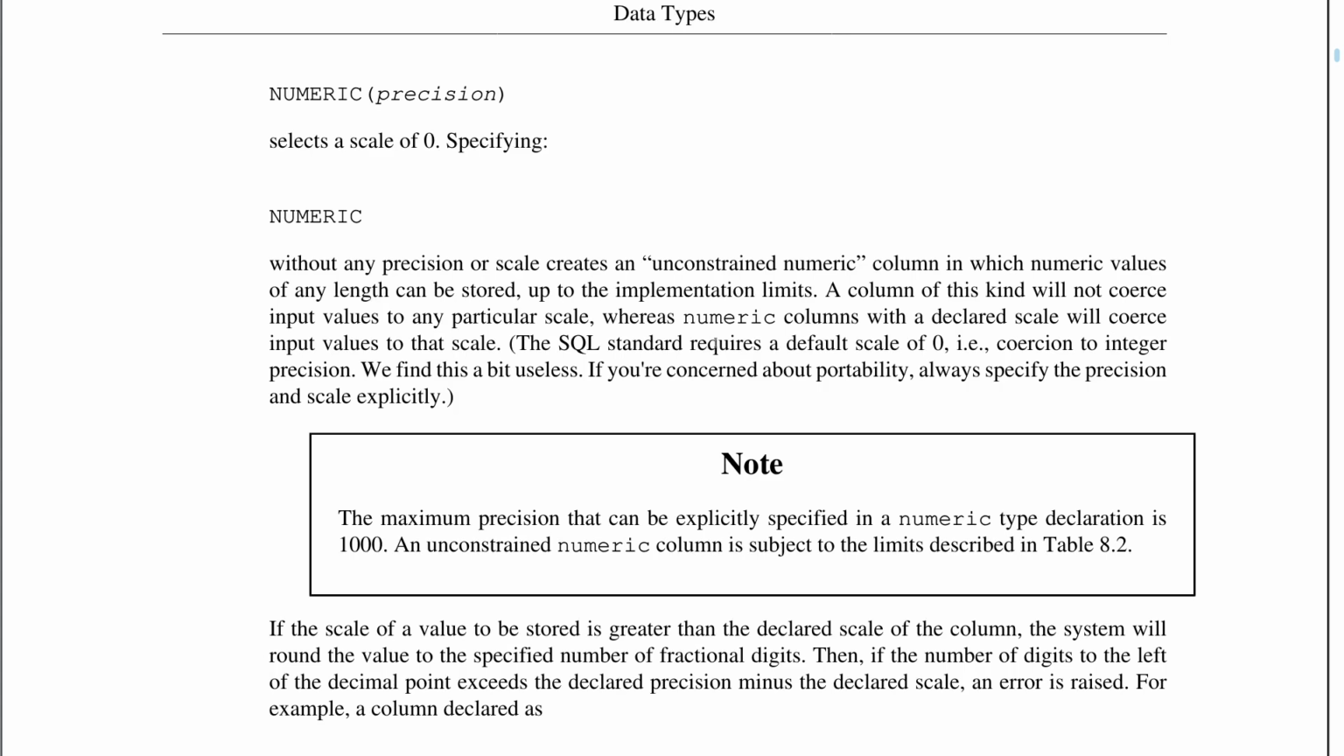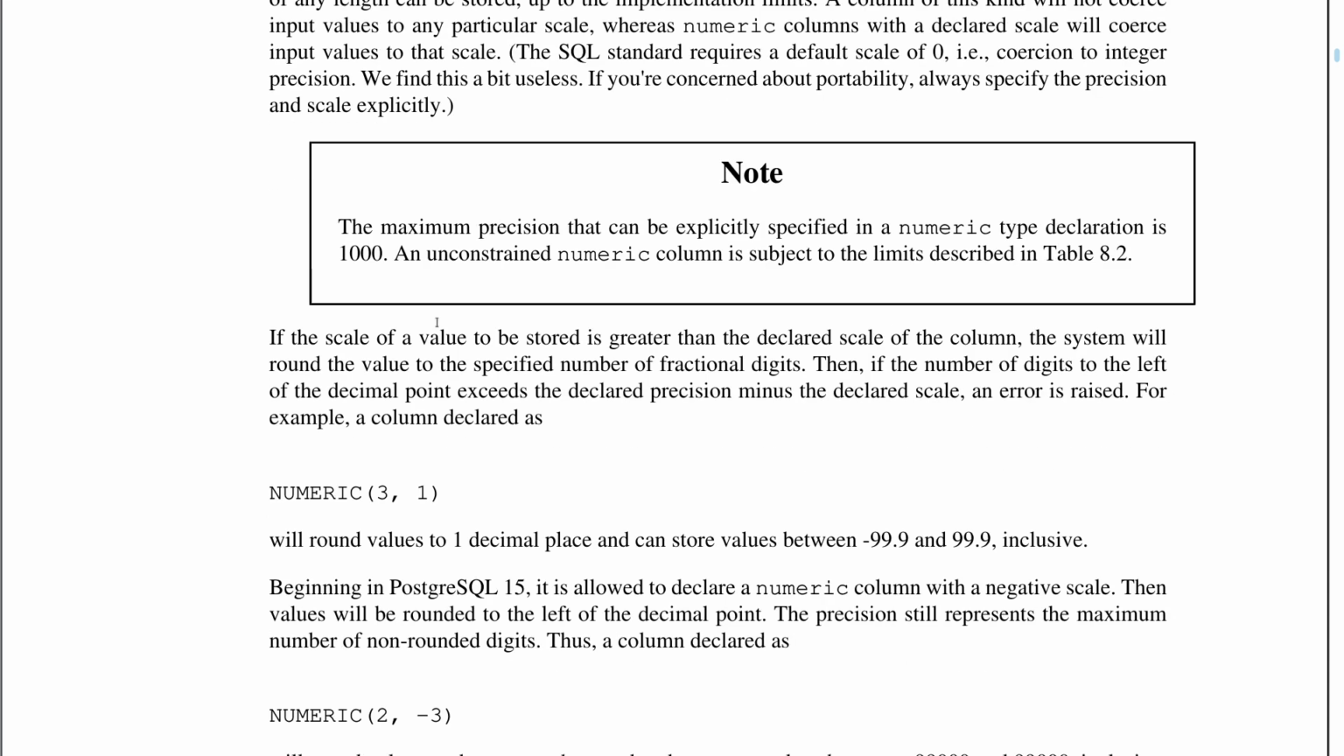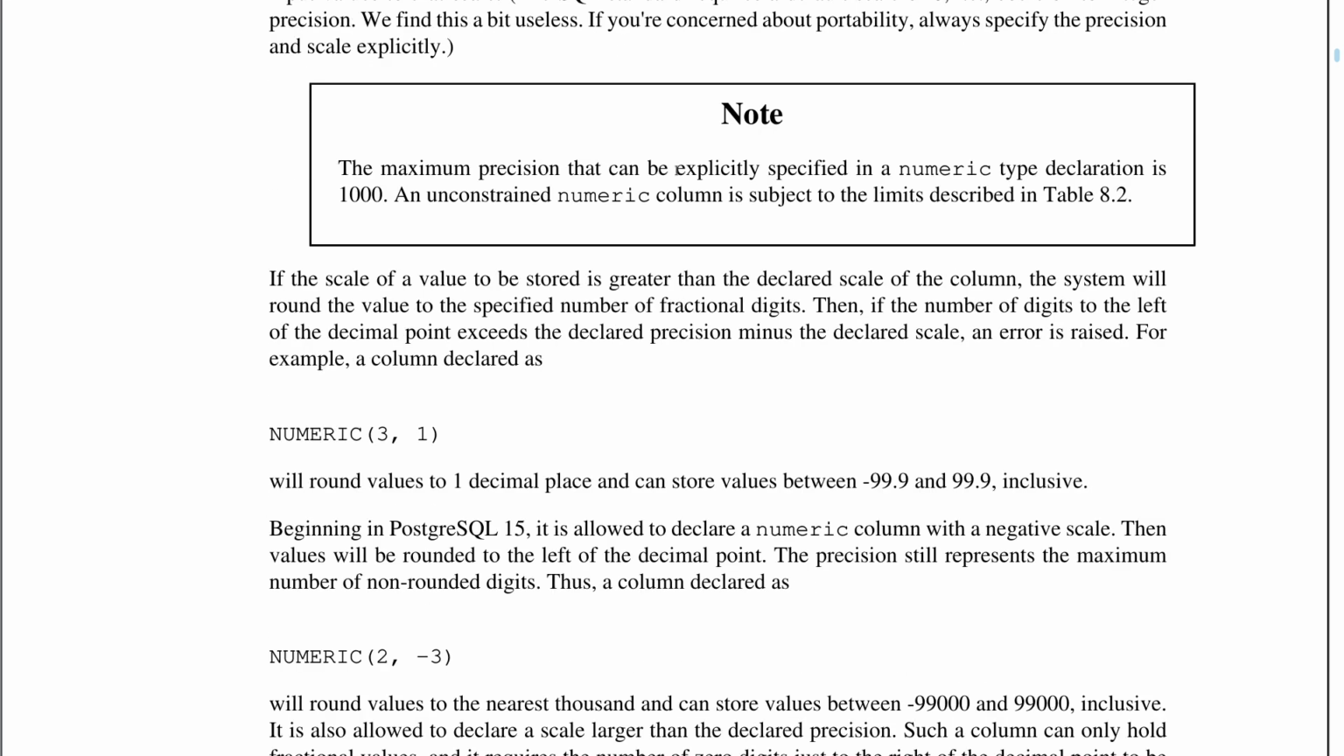The SQL standard requires a default scale of 0, that is, coercion to integer precision. We find this a bit useless. If you are concerned about portability, always specify the precision and scale explicitly. The maximum precision that can be explicitly specified in the numeric type declaration is 1000. An unconstrained numeric column is subject to the limits described in table 8.2.